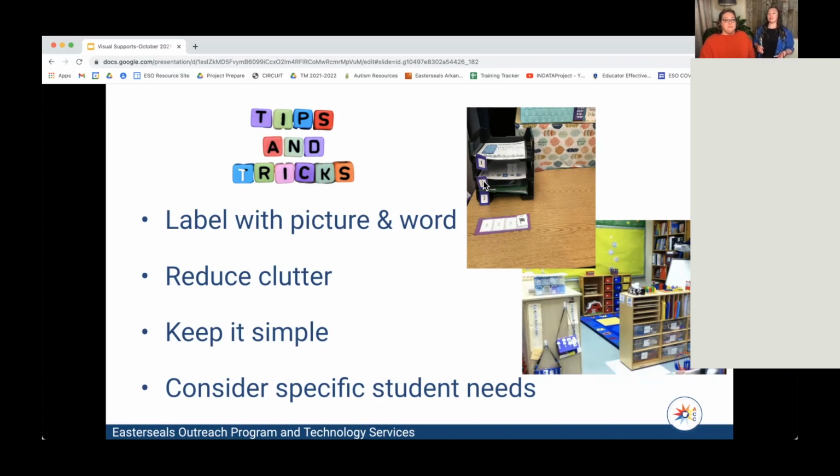And then we're going to consider specific student needs. So as we go through today, you might think, oh, that strategy would work really well for this student, maybe even for a specific task or a specific time of the day. But it might not be a strategy that another student needs or that meets their needs. And you can see some other examples of labels and using environmental boundaries in this picture.